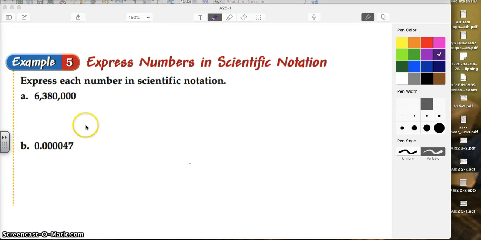So each of these numbers is written in standard form, a way that we're used to. 6,380,000. And here we have tenths, hundredths, thousands, 10,000s, hundred thousands, millions. This is 47 millions. Let me make sure. Tenths, hundreds, thousands, 10,000s, hundred thousands, millions. Yeah, this is 47 millions. I'm never really good at saying those numbers. I'd prefer to say 0.000047, but trying to be good here.